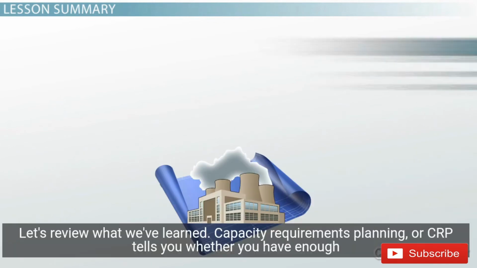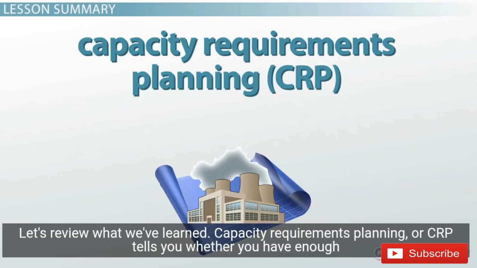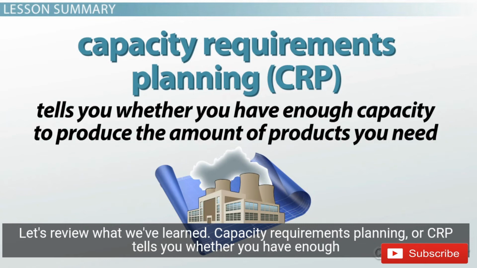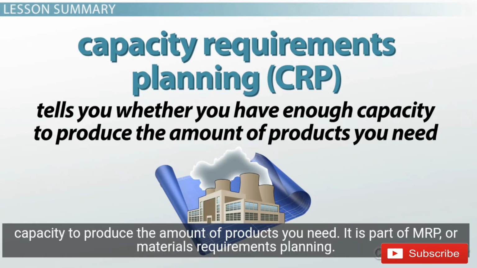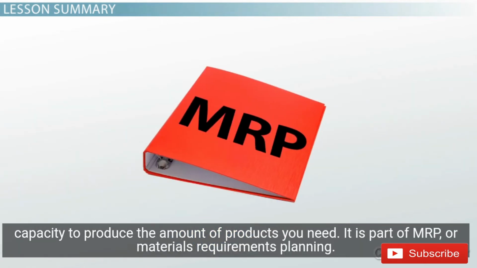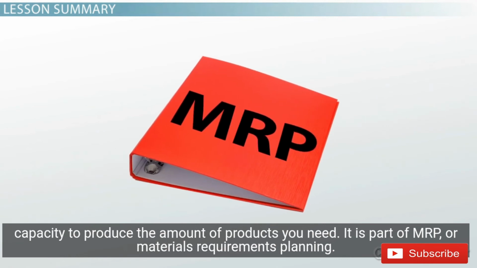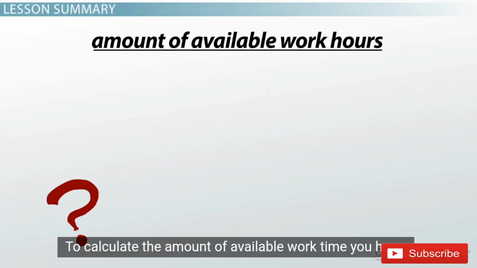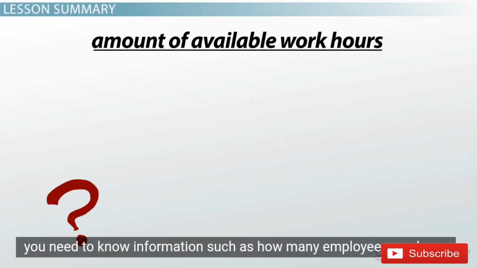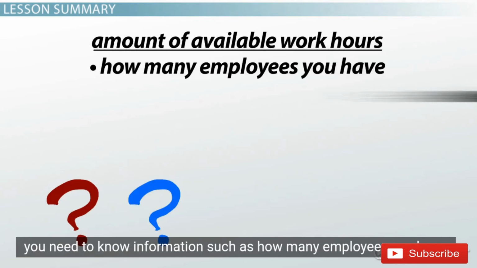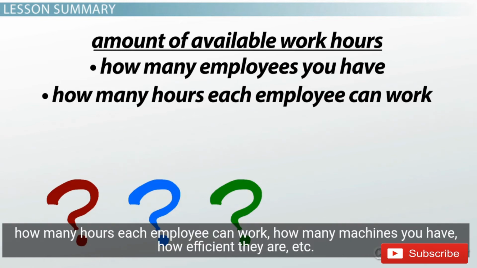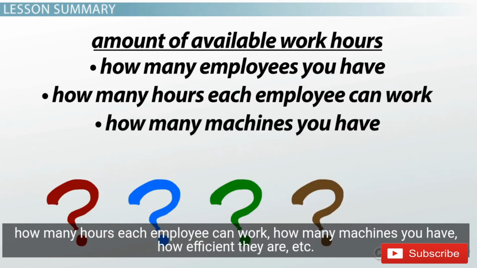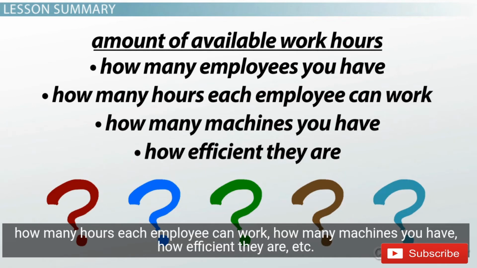Let's review what we've learned. Capacity Requirements Planning, or CRP, tells you whether you have enough capacity to produce the amount of products you need. It is part of MRP, or Materials Requirements Planning. To calculate the amount of available work time you have, you need to know information such as how many employees you have, how many hours each employee can work, how many machines you have, how efficient they are, etc.